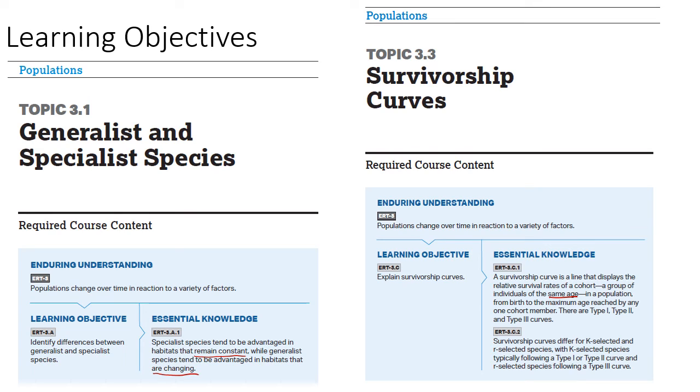Survivorship curves differ for K-selected and R-selected species. K-selected tend to be type 1 or type 2, whereas your R-selected tend to be your type 3. Okay, not tend to be, they are. Okay, again, that type 2 is a little bit of your in-betweens, but we'll say that they're K-strategists.